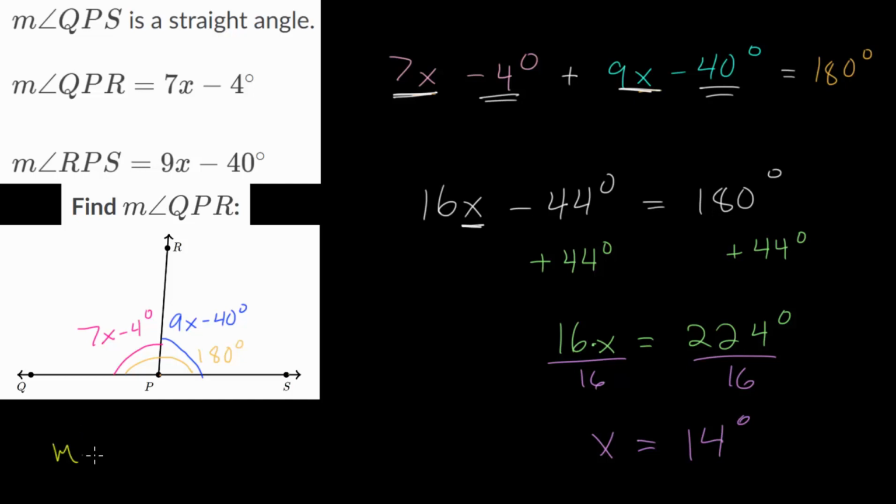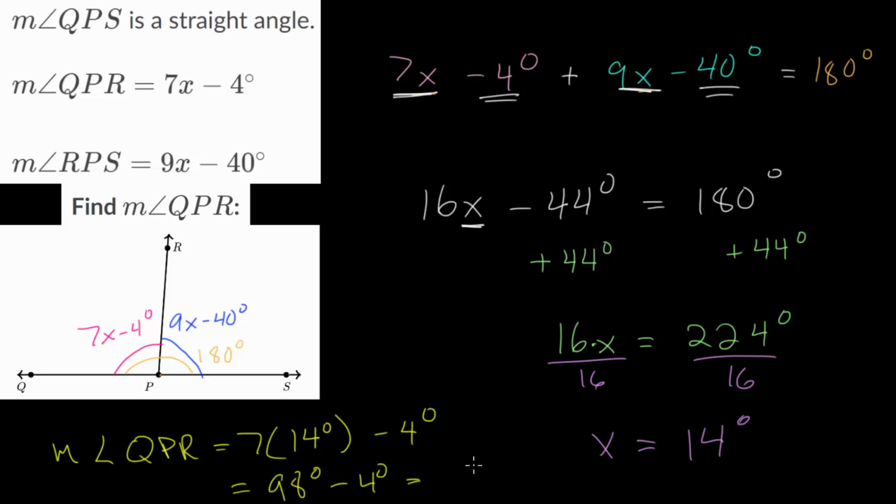And now we can plug in x into this equation here. So let's just rewrite it. The measure of QPR is 7 multiplied by x, but now we know x is 14 degrees, minus 4 degrees. And let's multiply this out. 7 times 10 is 70, plus 7 times 4, which is 28. 70 plus 28 is 98 degrees. And we're subtracting 4 degrees from that, so we get 94 degrees as our final answer.